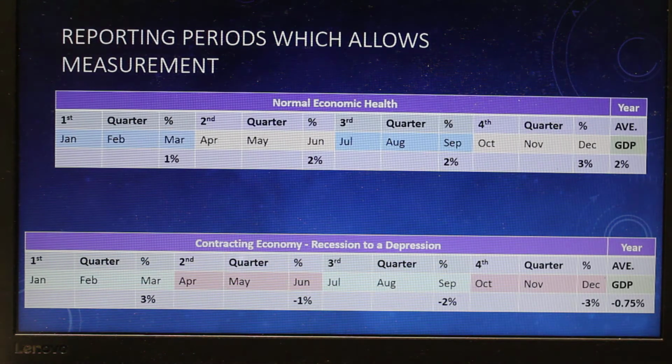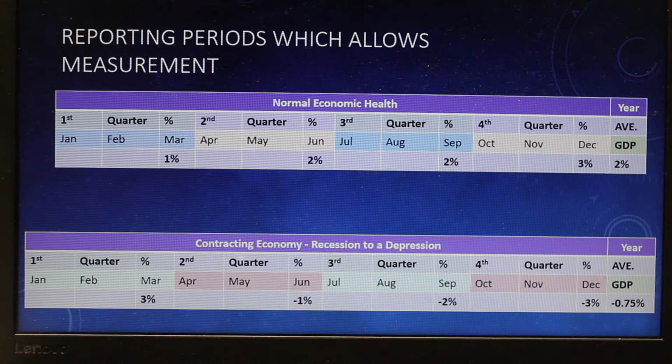Now let's have a look at the concept of quarters. Here, in terms of a normal economy, January, February, March, the economic growth is 1%. April, May, June, the economic growth is 2%. July, August, September, 2%. October, November, December, 3%. So overall, the economy grew an average of 2% over the year. That's the growth in GDP when the economy is in normal growth, when there's an upward trajectory.